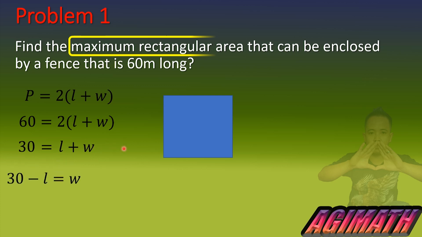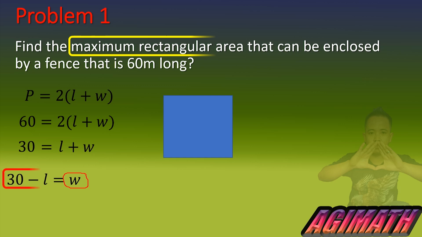And then since we want to solve this problem, we just need to express W in terms of L, because we cannot solve this problem if we are dealing with 2 variables, L and W. So if this is L, then W can be expressed as 30 minus L. We just transpose L to the other side because we want to have a value for W in terms of L.